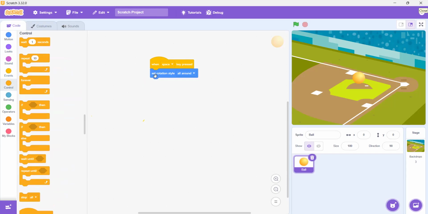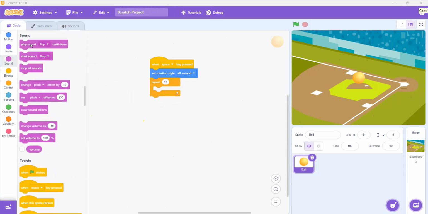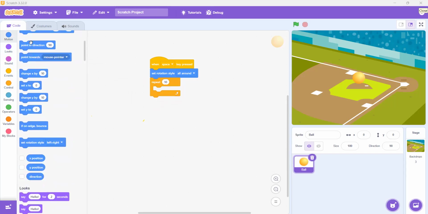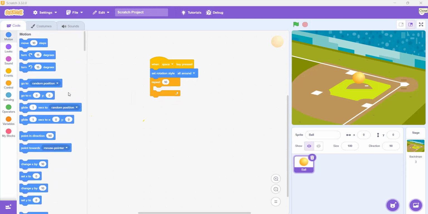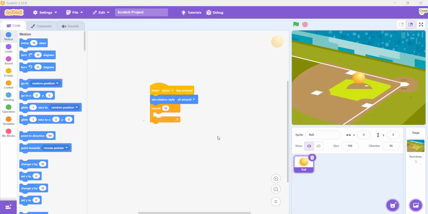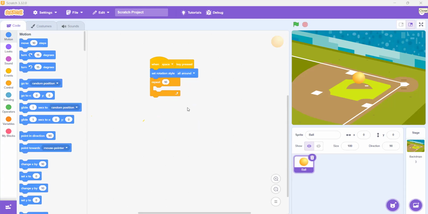So now I move to repeat. I go to repeat. Okay, I added the repeat. Now, next, what I'm going to add, anybody who can tell me what I'm going to add? What do you want to do? Move. No. So what I'm going to add?